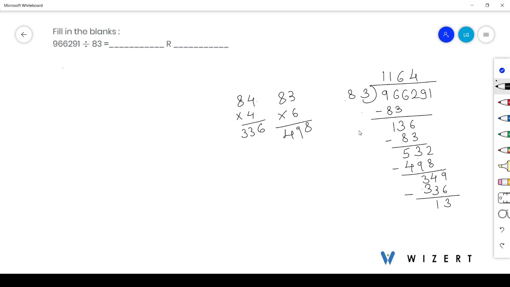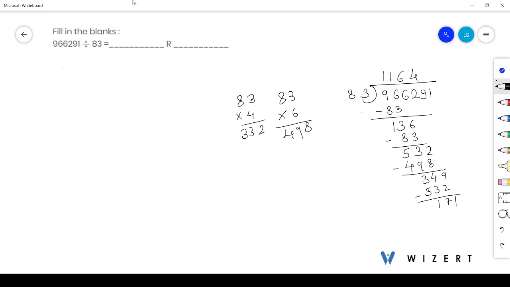Here, sorry, 83 into 4. 3 4s are 12. 1 carry forward. 8 4s are 32 plus 1 is 33. So here it is 332. Now 349 minus 332 is 7. 4 minus 3 is 1. Move this 1 down. 171 is there.